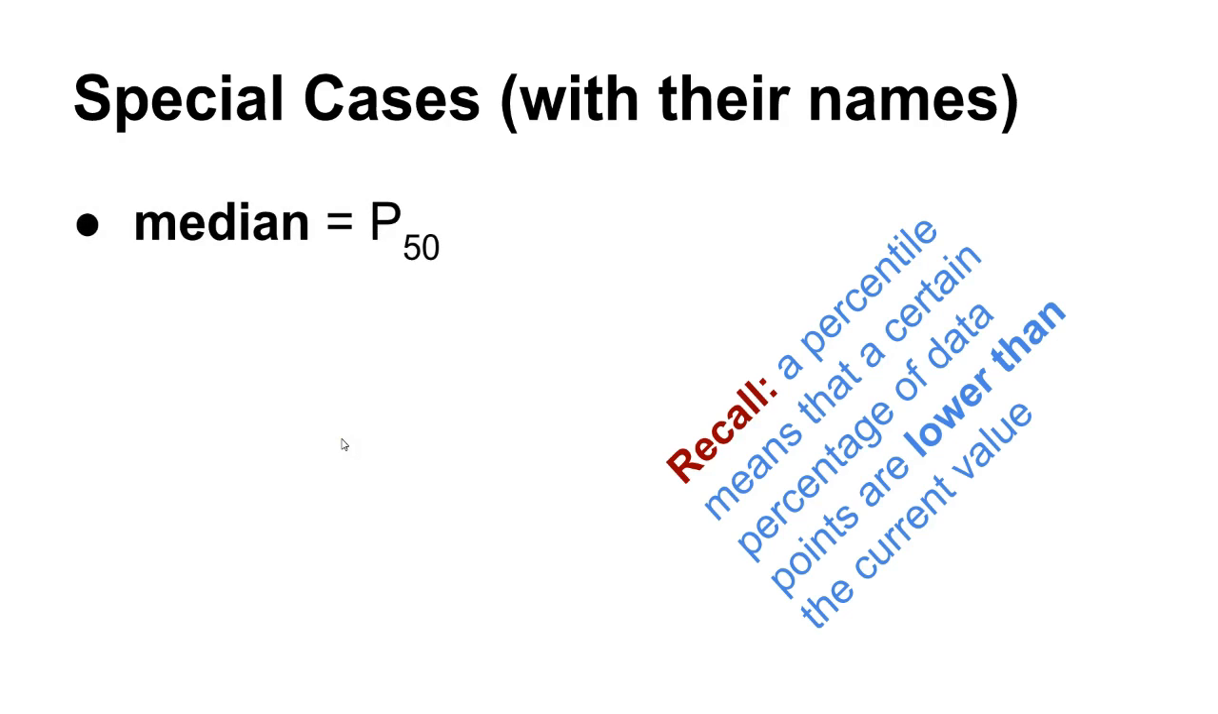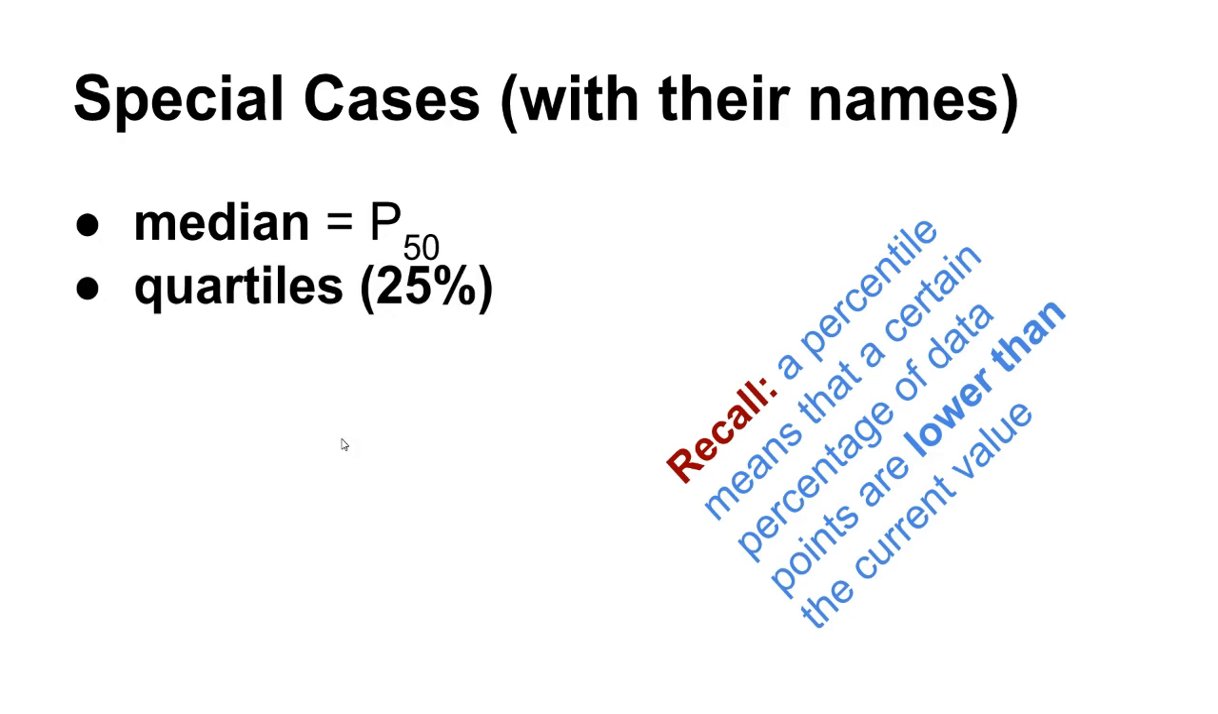So we've got the most common special case. We call it the median, P50. That's the percentage of data points that are lower than the current value. So that's half of the data set.